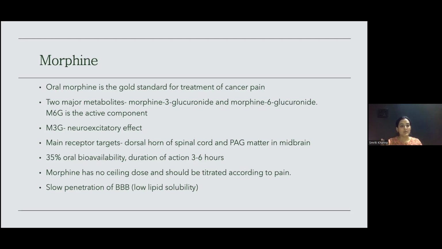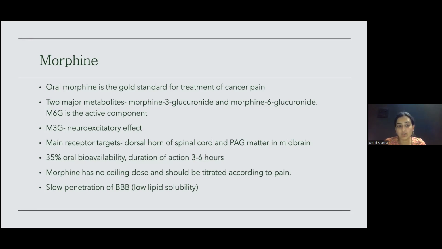And so that's why in a lot of this literature, you will find a lot of cancer pain going on and on. But that's not to say that there are other respiratory conditions which will require pain management also. So oral morphine, gold standard for pain management.